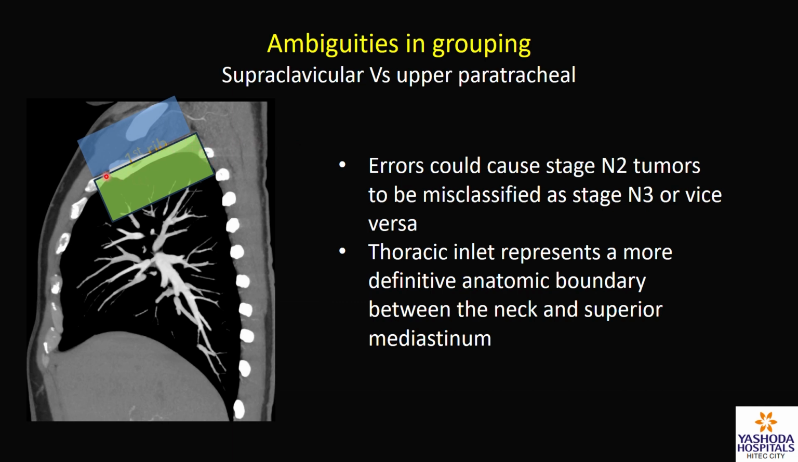So potentially a node here could be mistakenly classified as supraclavicular or upper paratracheal, potentially changing the staging from an N2 to an N3. So for that purpose, the thoracic inlet has been taken for a practical reason as the differentiation from the supraclavicular to the paratracheal region, which would be the border of the first rib. So anything above the first rib border would be a supraclavicular or a sternal notch node, whereas anything inferior would be an upper paratracheal.